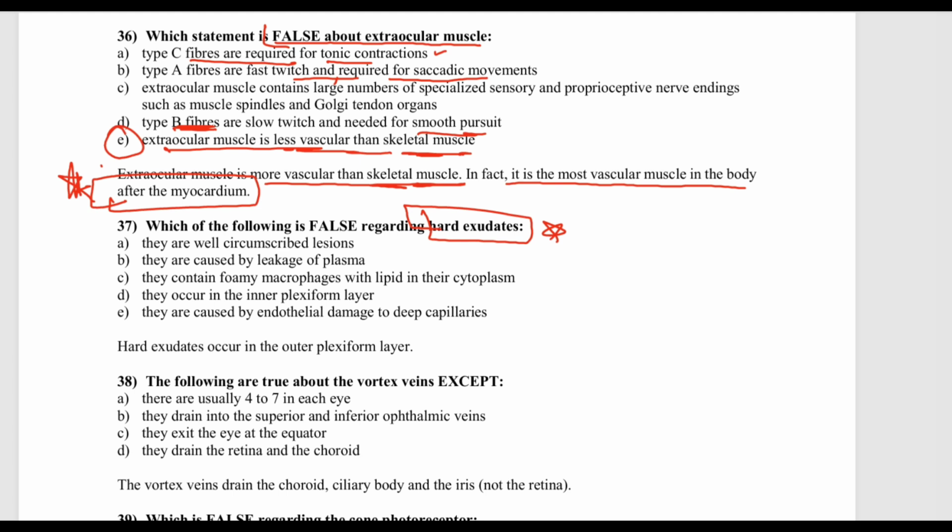The false statement is that they occur in the inner plexiform layer. No, they are present in the outer plexiform layer.